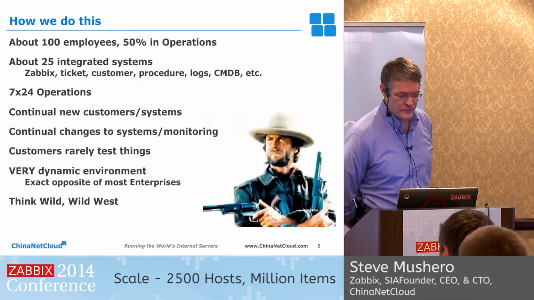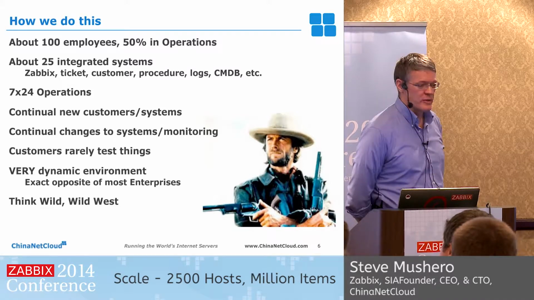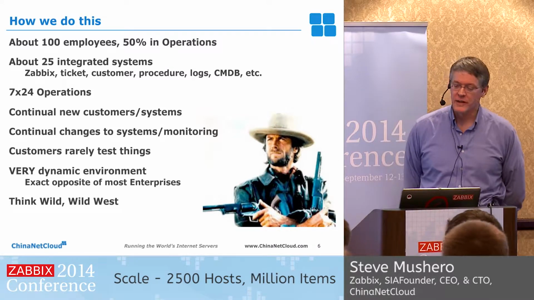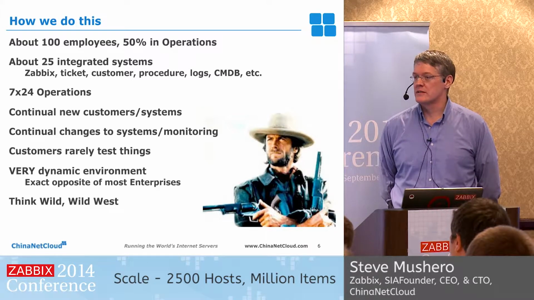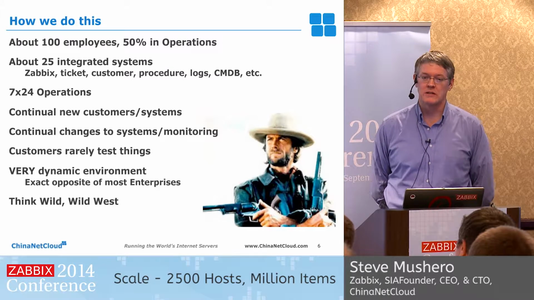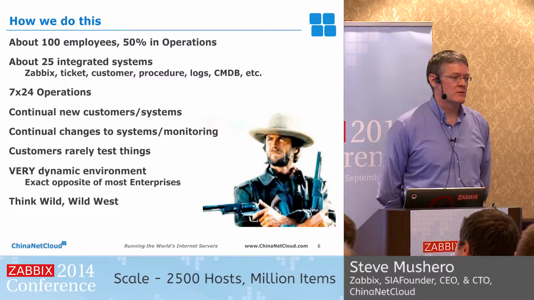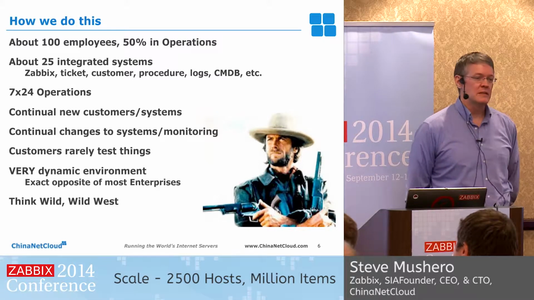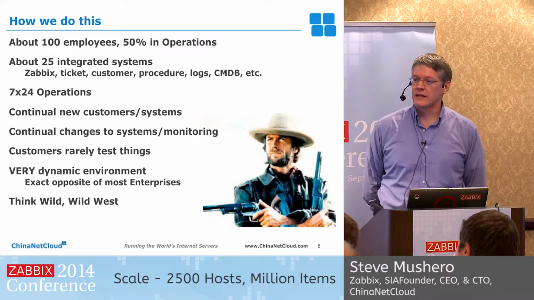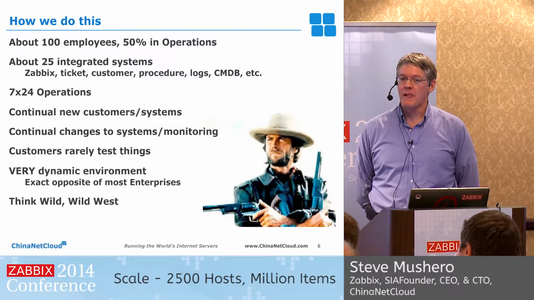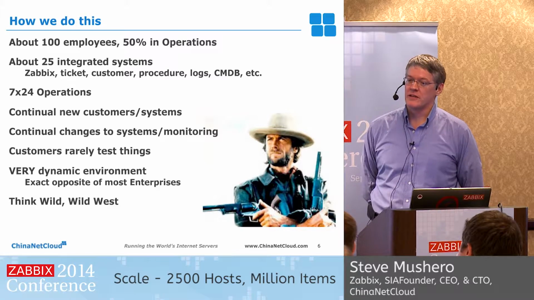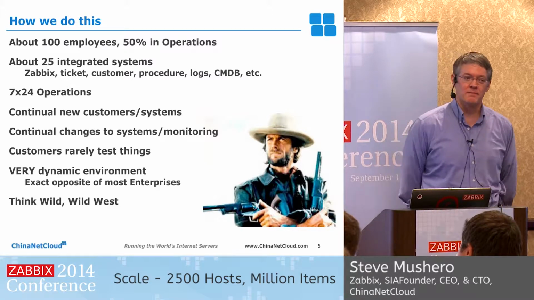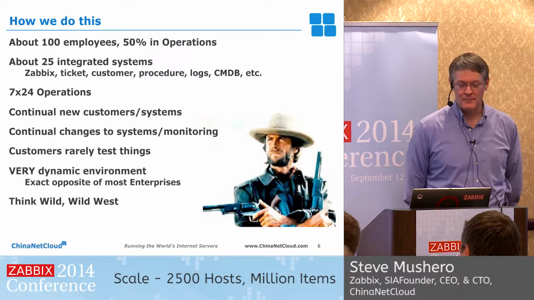So how do we do this? We have about 100 people, about half in operations. We have about 25 integrated systems. We have also integrated Zabbix with our ticket systems, our contact systems, our communication systems. We have rule systems. We're adding time series databases. We have expert systems all tied into Zabbix and different systems. Tomorrow I'm giving a talk about Zabbix database. We do a lot of heavy database integration with Zabbix, so we have a lot of experience with that.